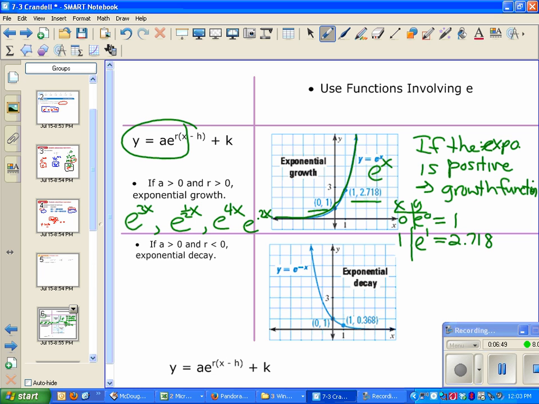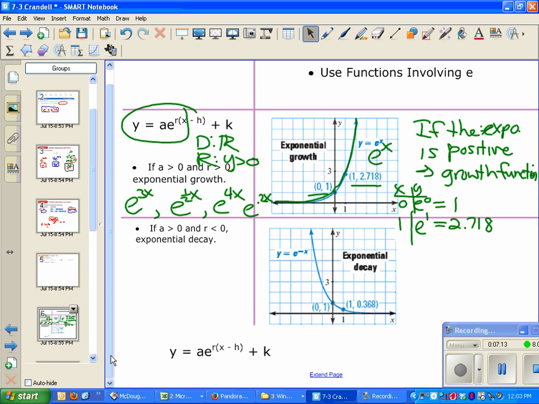The domain for this one is all real numbers. That doesn't change. And the range is y is greater than k. Since there is no k, it's greater than 0. So before we move on to decay, pause this and write this all down so you do not get homework club tomorrow. You don't want to be in the club.